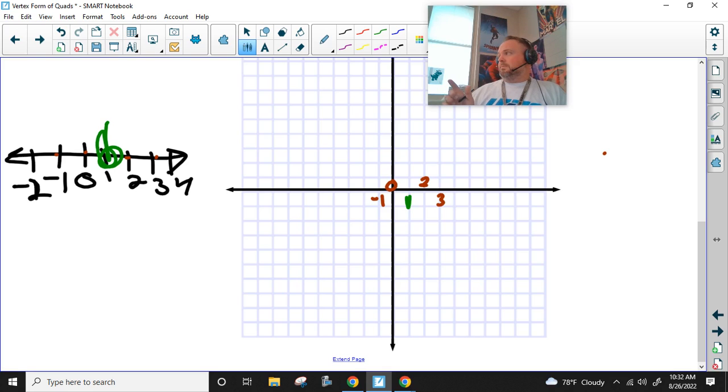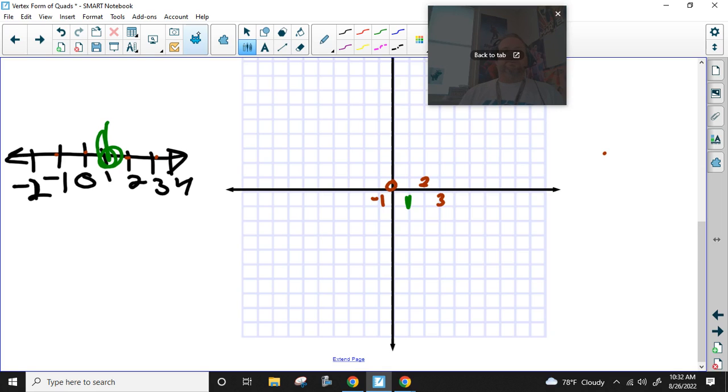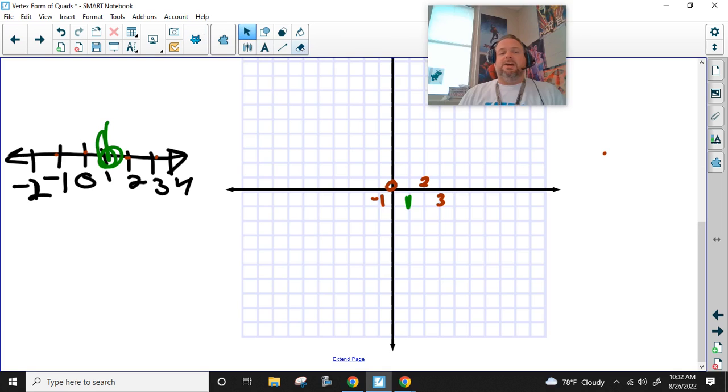Let's try another one, see if it clicks. Because you're like, I still listen to you, but it's just not clicking. It's okay. And trust me, I know with some of y'all, the only thing that's clicking is your fingers on the phone because you're not paying attention.